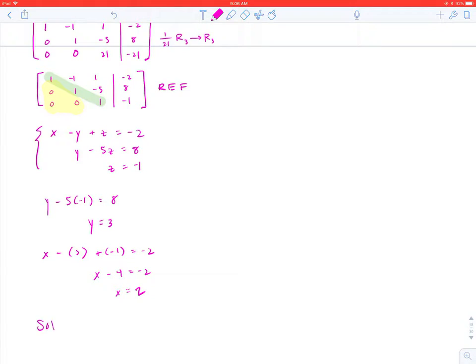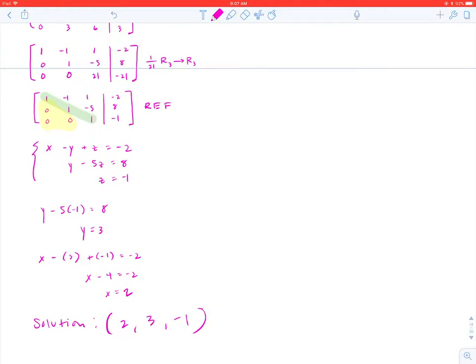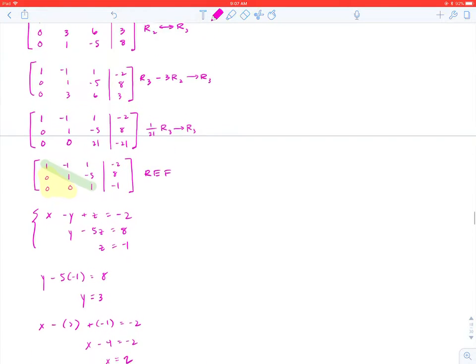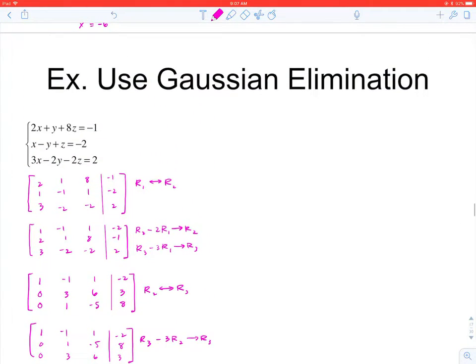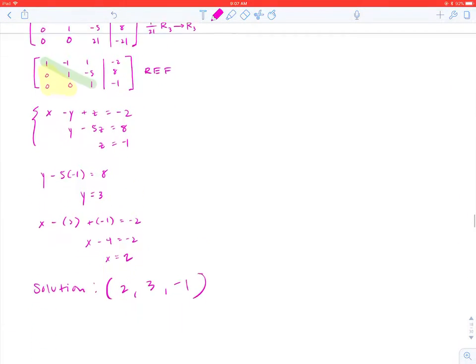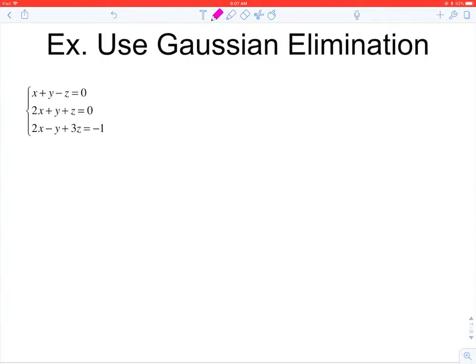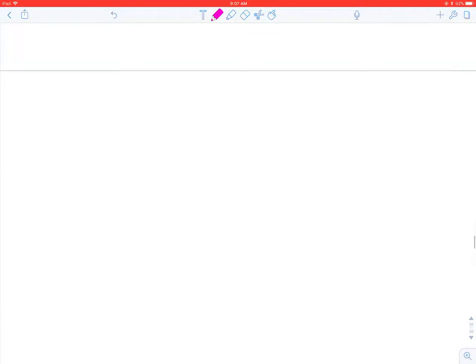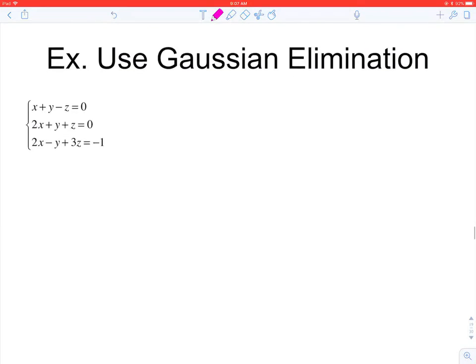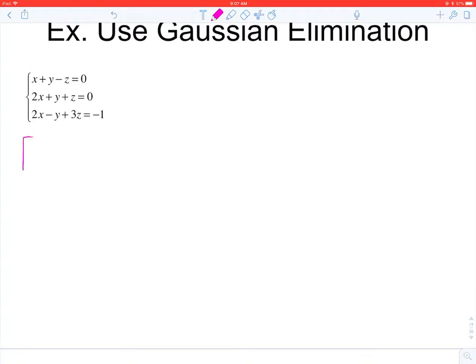So the solution to this system, 3 equations, 3 variables, is 2, 3, negative 1. And we found that solution using Gaussian elimination. Okay, I believe we'll have one more for this video. So first, writing as an augmented matrix.